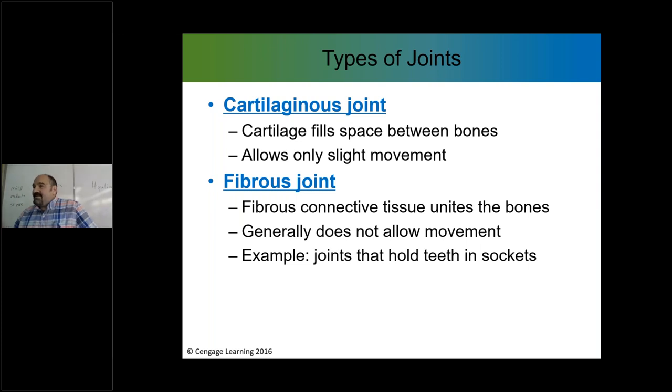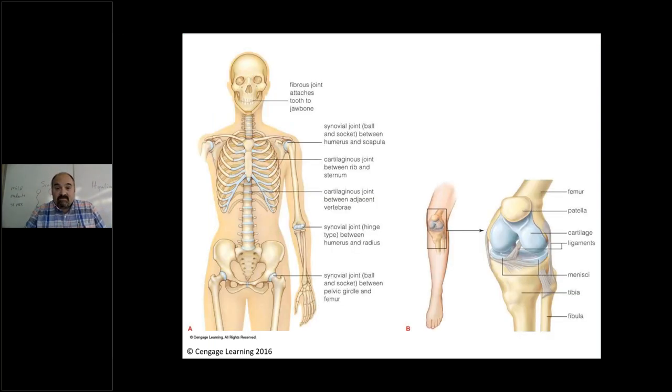Cartilaginous joints, a little bit of movement. And fibrous joints, generally no movement. So like your teeth and the sockets of your mandible or your maxilla, there shouldn't be any. If you have movement going on there, that's a problem. And you probably have some type of nutritional deficiency in order for that to take place.